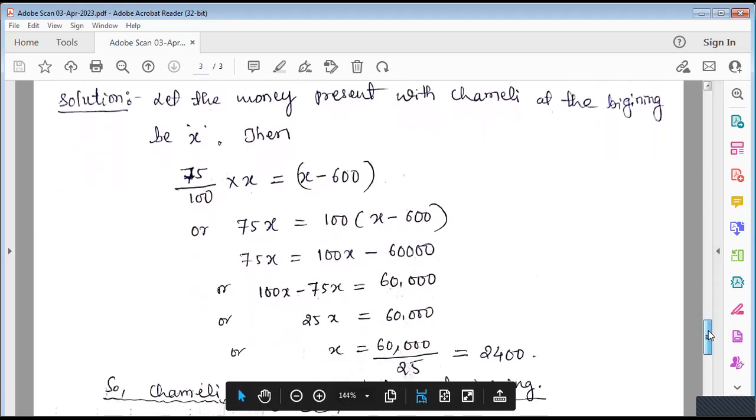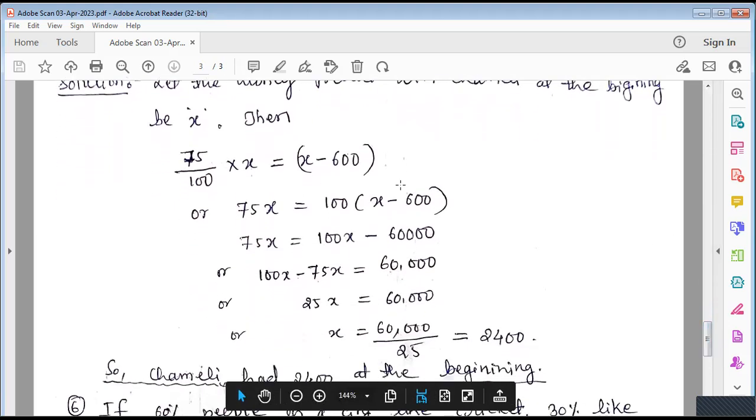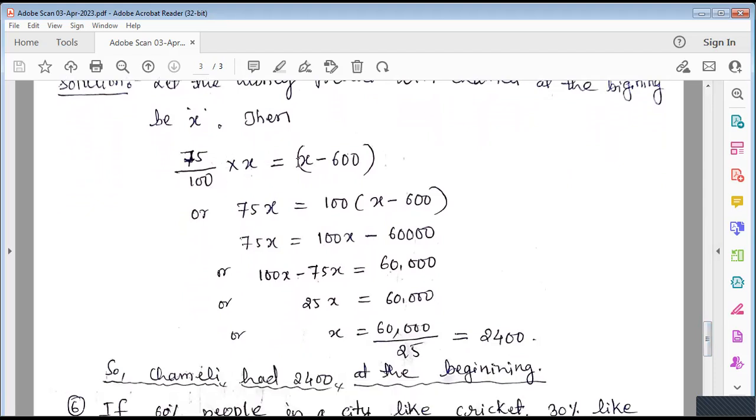Then, to simplify, this 100 goes to the RHS numerator, and this is 75X is equal to 100 into X minus 600, and multiply this 100 to this bracket, it becomes 100X minus 600 times 100, which is 60,000.